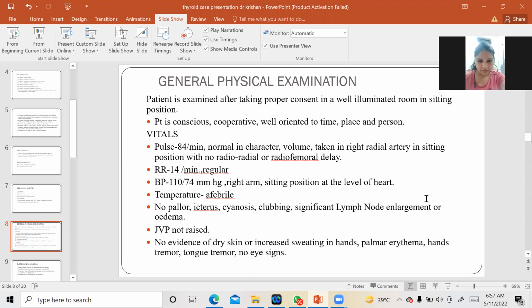So one important thing is why we are looking for lymph node enlargement. Basically, the main purpose is to rule out malignancies.